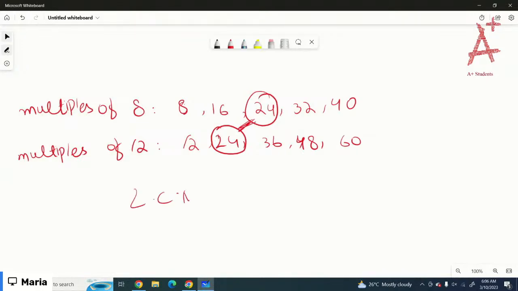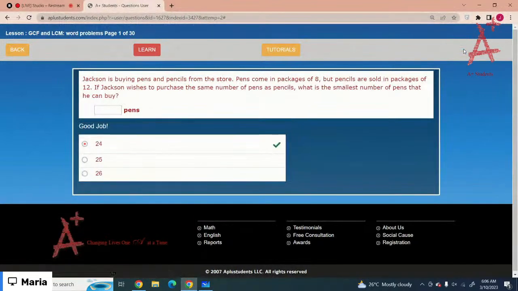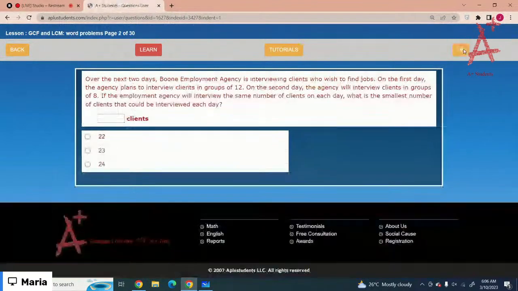That means the least common multiple, or the LCM, of the numbers 8 and 12 is 24. Got it? That means 24 is the smallest number of pens that he can buy. So the correct option is 24. Got it? Do not confuse between the multiples and the factors. Got it?